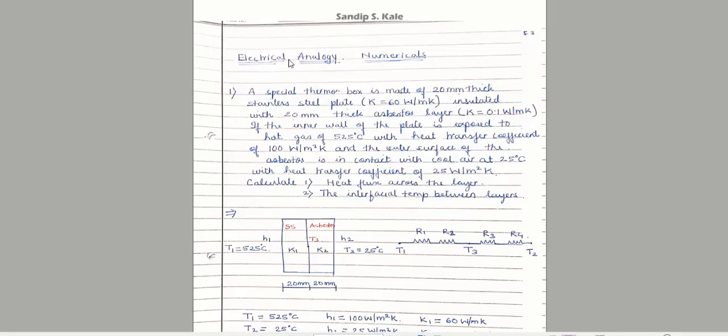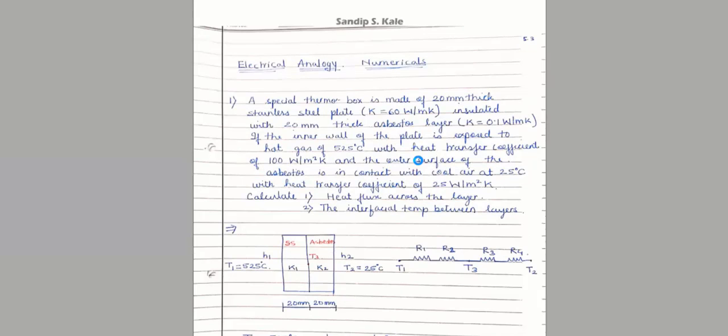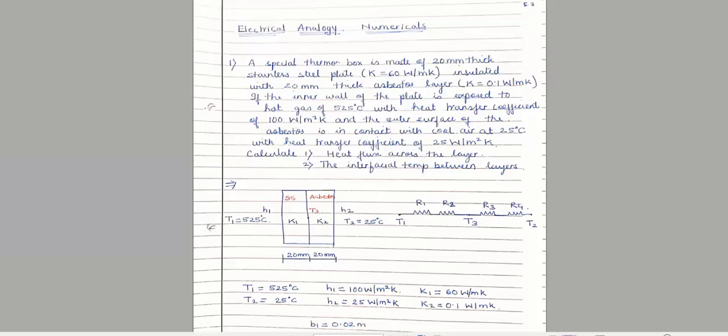Now, I am specifically telling you that these numericals are based on the electrical analogy, which we have already seen. Today we will solve only two numericals. These are the easy numericals, and then accordingly we will move forward. I hope it is very clear. So I will read the numerical for you.